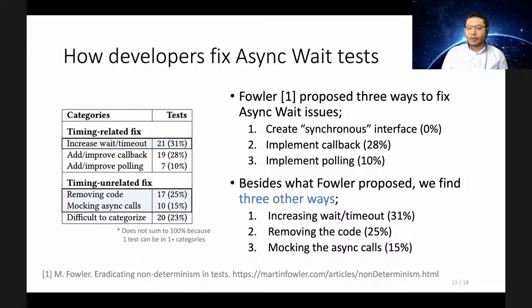Besides what was proposed, we observed 3 other ways that developers at Microsoft have been fixing these async wait related flaky tests. Specifically, we see developers increase the wait and timeout, like the example I gave earlier. Another way is that developers will remove some code related to the async wait call, either directly removing that call or just removing the test itself. The third one is to mock these asynchronous calls. The one thing I would draw your attention to here is that the most popular way developers seem to prefer fixing these tests is just to increase the wait and timeout.